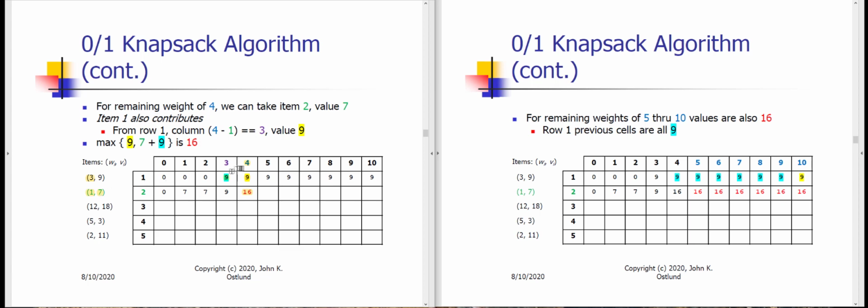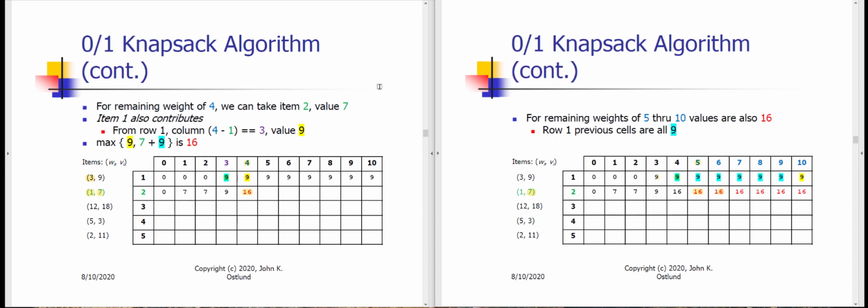7 plus, well, let's move on to taking a look at 5. Okay, if we have 5 units of available weight in our knapsack, then 7 plus 9, that is the 7 that we get by using 1 unit of weight for item 2, plus the value of 9 that we get for using item 1, gets us to 16. All right, and that just continues. So 9 plus 7 is 16.